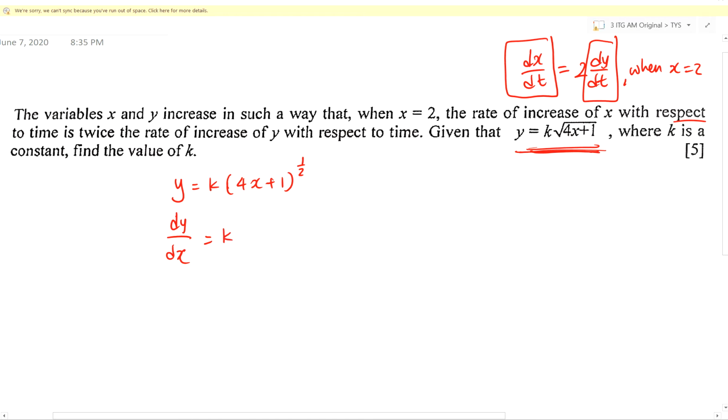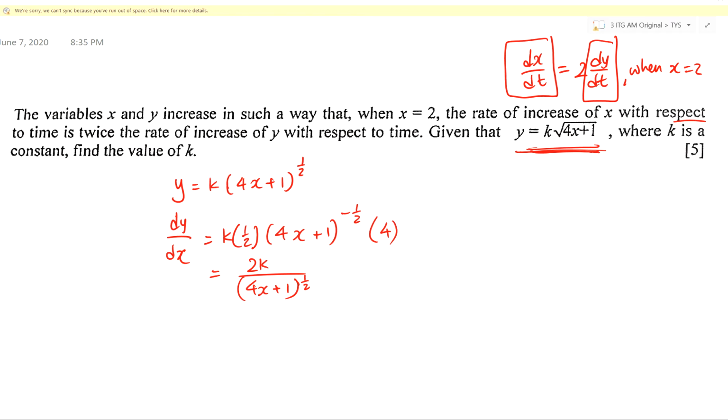Copy down the coefficient, copy down the power, copy down whatever is in the bracket, reduce the power by 1, multiply this by differentiating the bracket. Simplify everything, we get 2k over 4x plus 1 root. So this is our dy/dx. So we've got dy/dx, we've got dx/dt, we've got dy/dt. It should ring a bell. What is the next step?